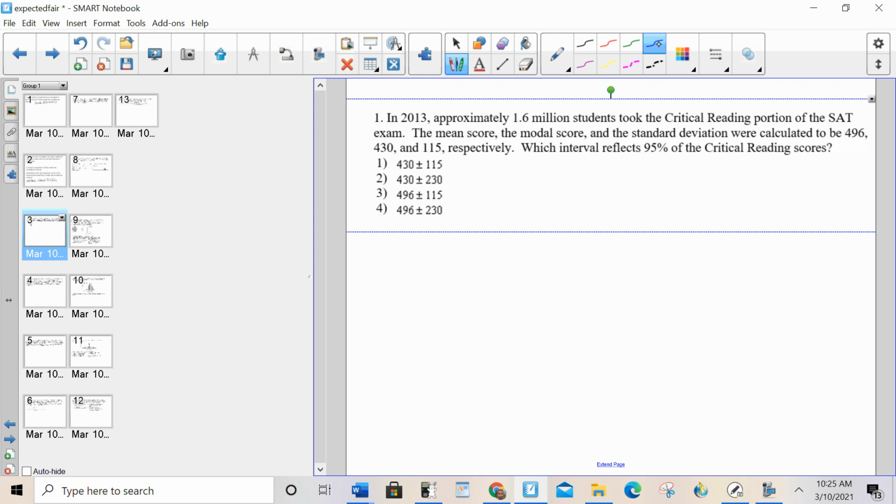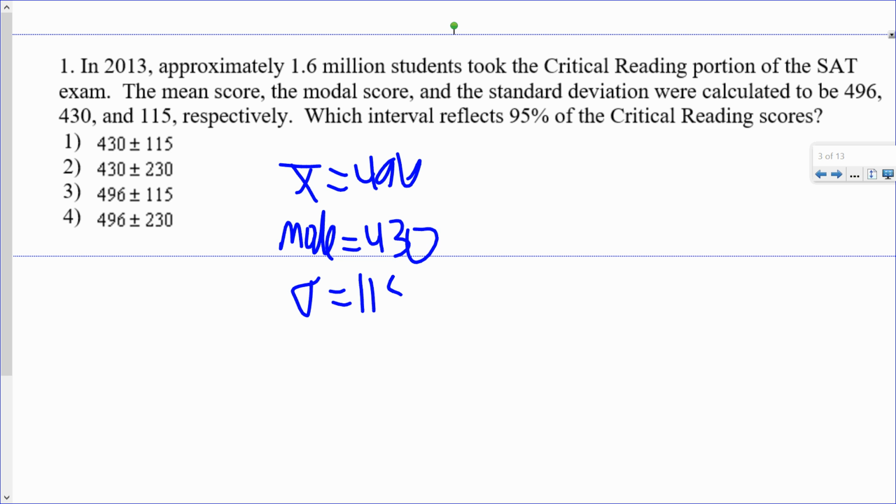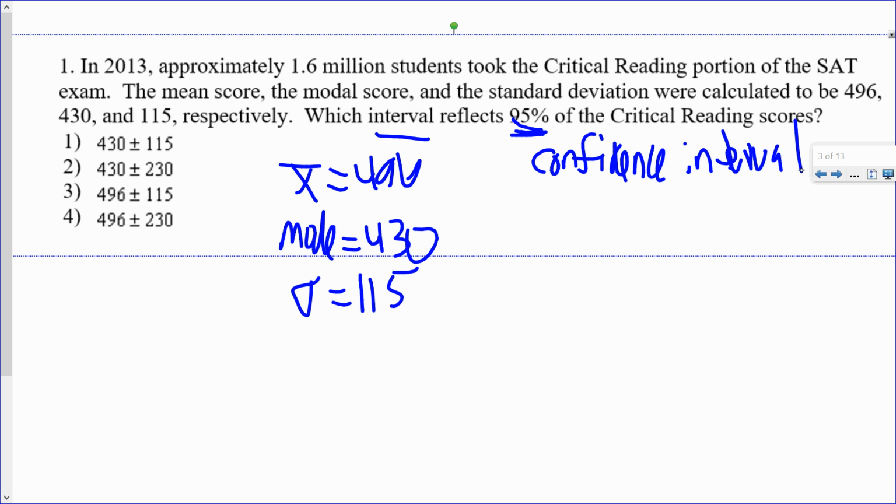In 2013, 1.6 million students took the critical reading portion of the SAT exam. The mean score, the modal score, and the standard deviation were calculated to be, so the mean was 496, the mode was 430, and the standard deviation was 115. Which interval reflects 95%? It's asking for the confidence interval. Now, if you look at the way the choices are, it doesn't want the actual interval, it just wants you to set it up.